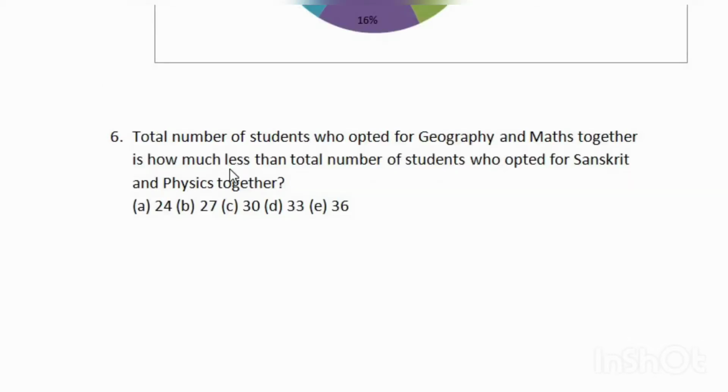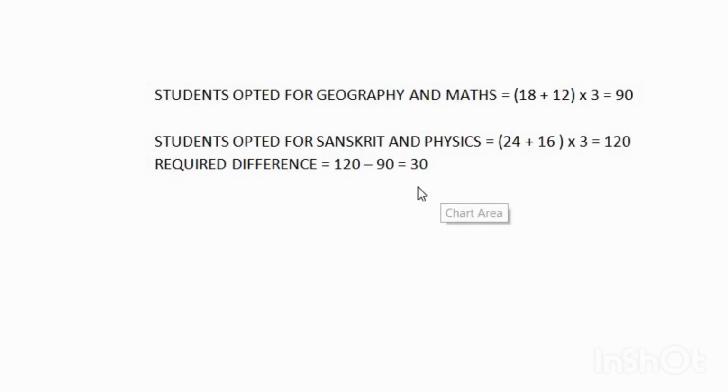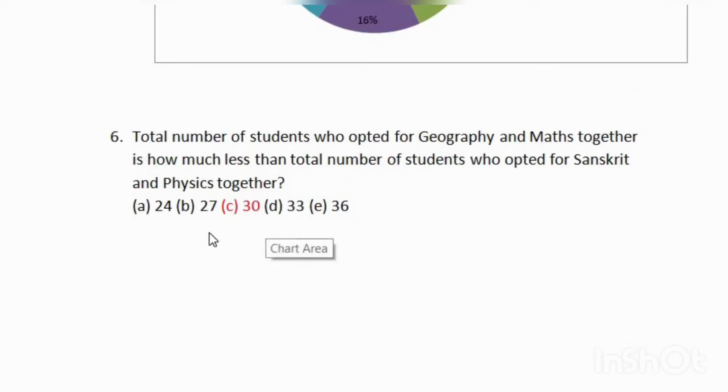Understood? Now the question is, total number of students who opted for geography and maths together is how much less than total number of students who opted for Sanskrit and physics together. That means the students who opted for Sanskrit and physics is more than those who opted geography and maths. So we have to find out the required difference. So the required difference is obviously 120 minus 90, that is 30. So option C is the answer.